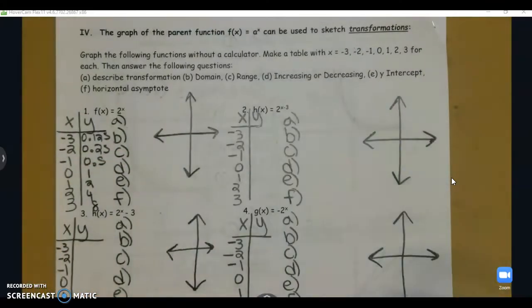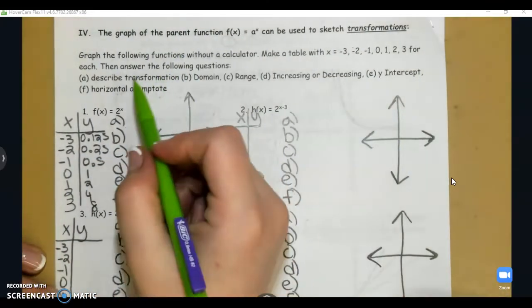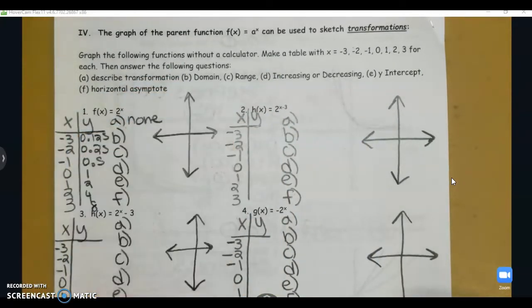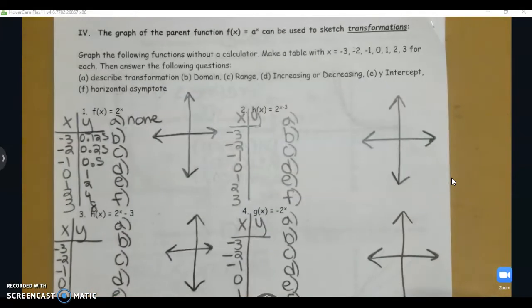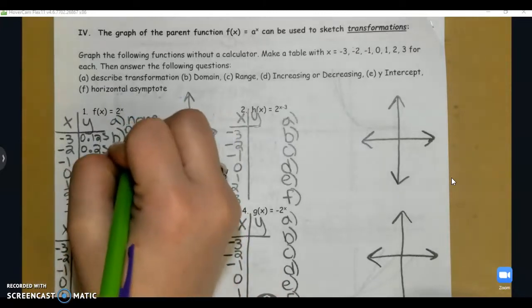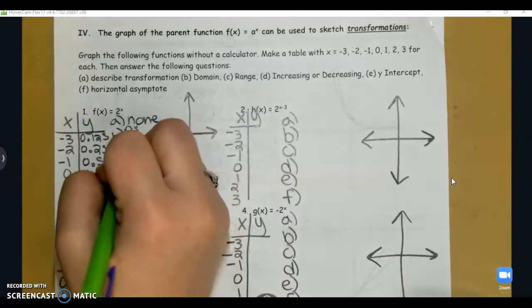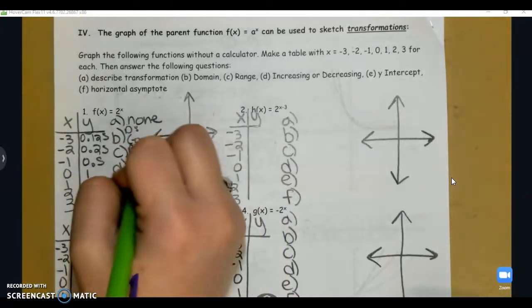So there are my values starting with A. We actually are not going to have a transformation because this is our parent function that we are going to be referencing for the rest of 2 through 6. So we have no transformations, but our domain, as we said in the first one, is all real numbers. Our range is all positive values.